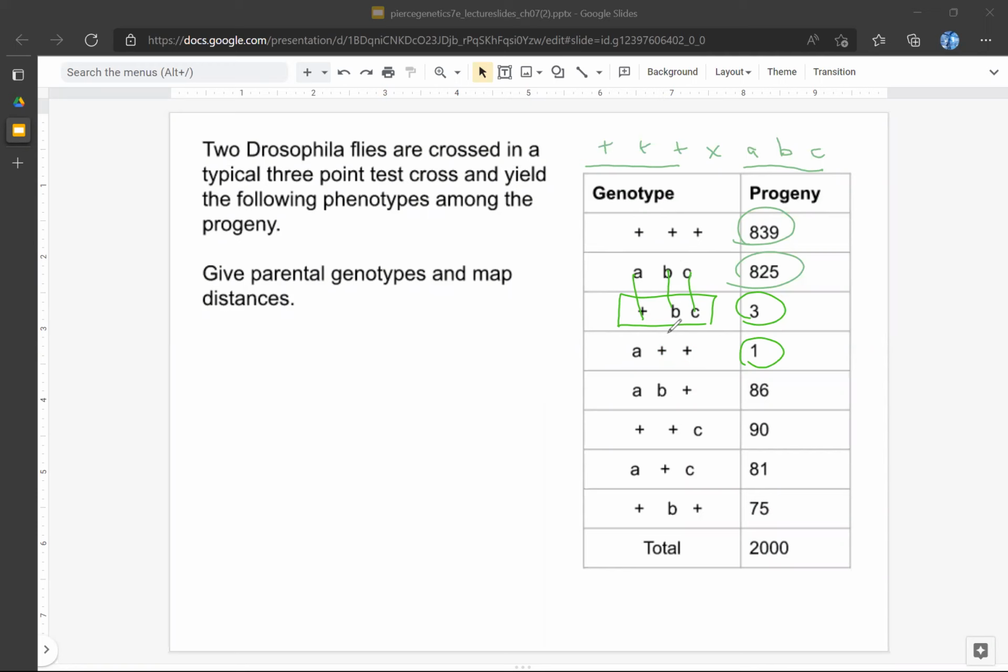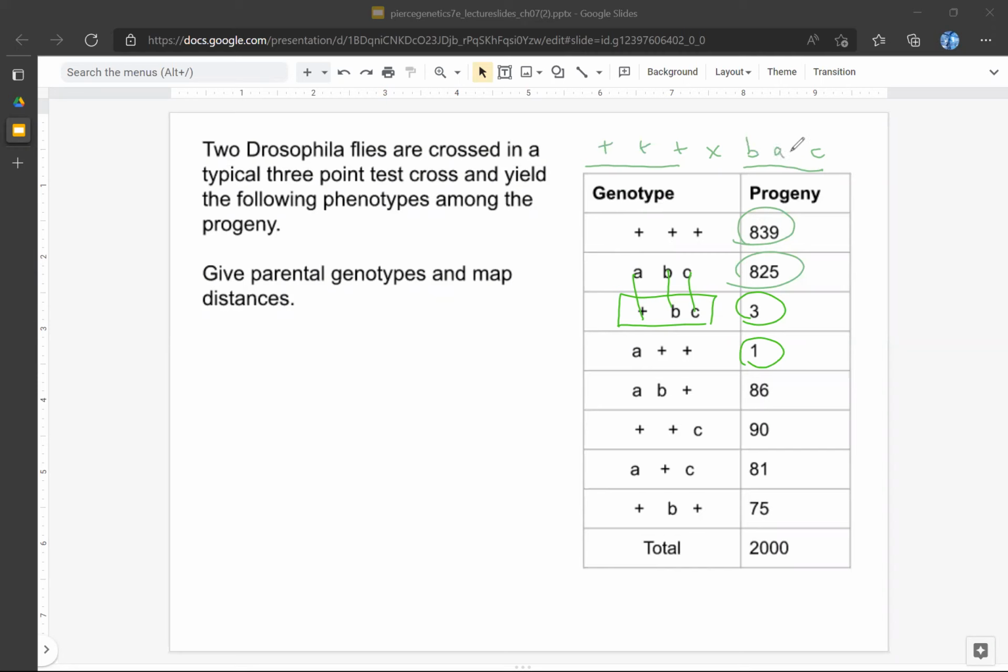But if that doesn't help you, feel free to write that stuff. Anyway, so we have identified that it is the A locus, or the A gene that's in the middle, so we can even rewrite this to be B, A, C.